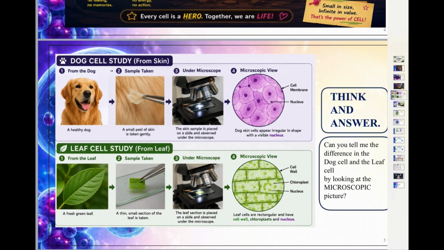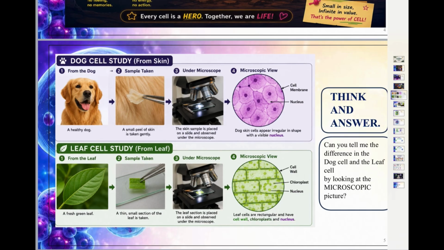So whenever we are taking a specimen, it can be from an animal source, it can be from a plant source. I have given two pictures here. One picture is that a skin peel is taken from the dog, and another picture is that we have taken a small part of the leaf from a fresh green leaf. So what we have done here, we have taken those samples, we have placed it on a glass slide, and we have covered it with the cover slip.